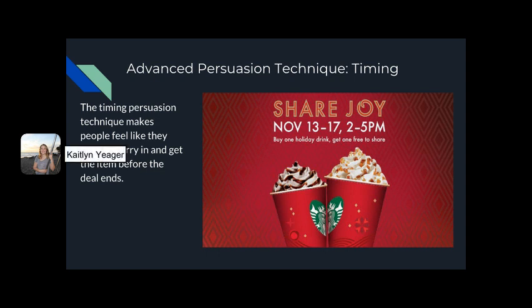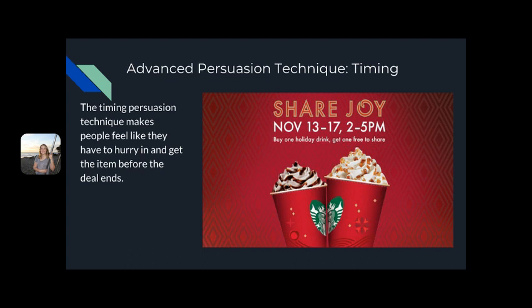So now we have the advanced persuasion technique for timing. So this specific ad is for Starbucks, and this timing persuasion technique makes people feel like they have to hurry in and get the item before the deal ends. It can create a bigger following from the youth and create an addiction, and youth must learn that they do not always need to spend money on Starbucks and items like these just because of the timing.